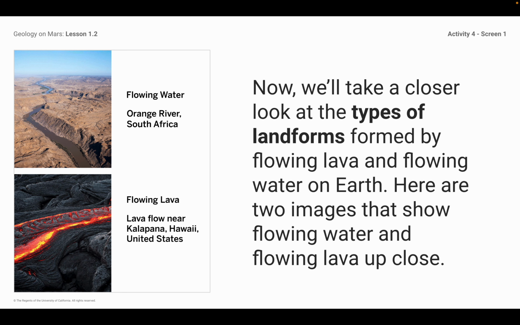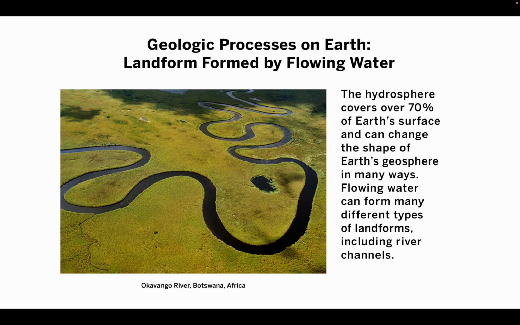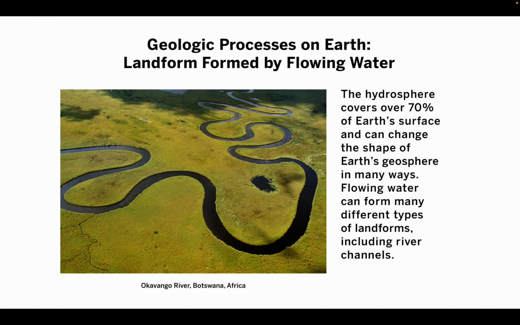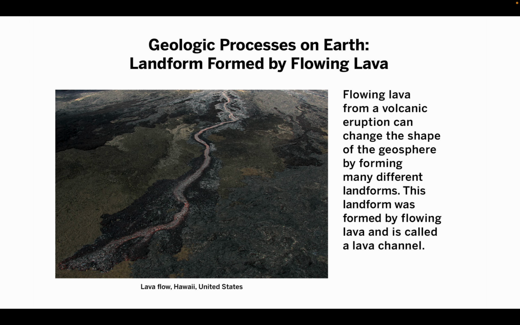So we want to take a closer look at different types of landforms formed by flowing water on Earth. So I'm going to kind of just preview a couple things here. This is an example of a landform that was formed by flowing water. Remember, a landform is a feature that forms on the surface of a rocky planet, and it's caused by a geologic process. So geologic processes such as flowing water or flowing lava. All right, so we've got water and then we've got flowing lava.